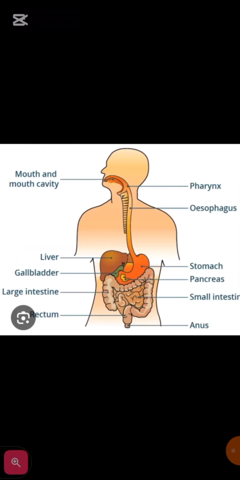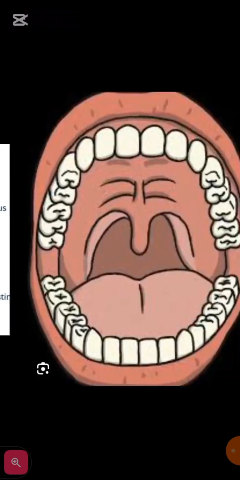Now let's start our digestive system, how this system works and which organs are involved in it. As you can see in the picture, this is the human digestive system, and these are the different organs that are involved. Digestive system starts from the mouth and ends at the anus. After mouth, the next part is the esophagus or food pipe. Then the next organs are stomach, small intestine and large intestine. While the liver, gallbladder and pancreas are called accessory organs, meaning these organs help in the process of digestion.